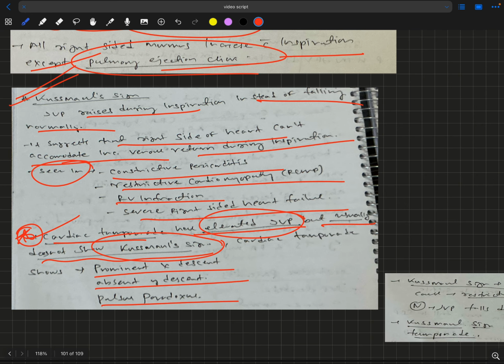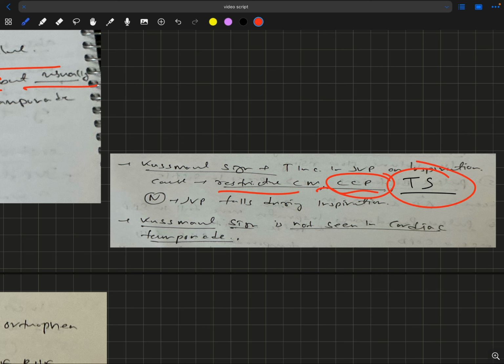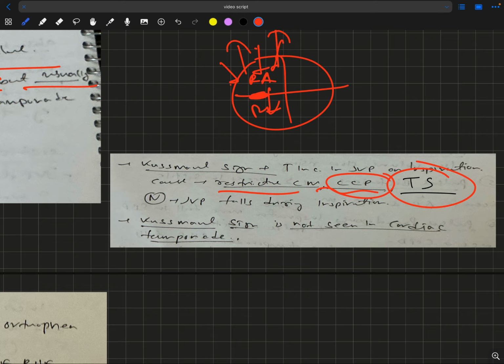It is seen in all three: constrictive pericarditis, restrictive cardiomyopathy, and cardiac tamponade. But Kussmaul sign is not seen in cardiac tamponade; it is seen in constrictive pericarditis and restrictive cardiomyopathy. So Kussmaul sign is an increase in JVP on inspiration, seen in restrictive cardiomyopathy, constrictive pericarditis, and tricuspid stenosis. So there is stenosis of the tricuspid valve. During inspiration, blood is coming like this. If this valve is stenosed, then it cannot go there, so it is shunted into the peripheral circulation. There will be a rise in JVP.